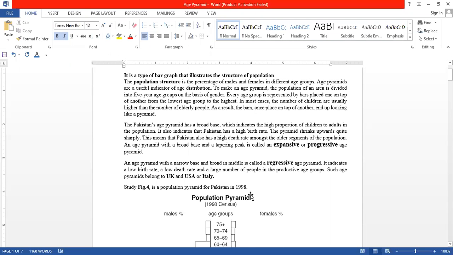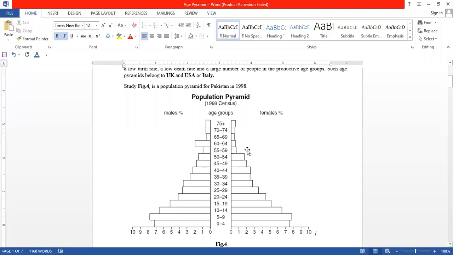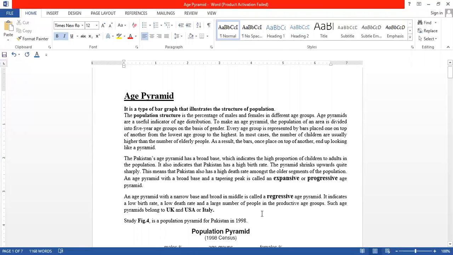My dear students, basically there are two types of age pyramid. One is called the expansive or progressive age pyramid, and the other is called the regressive age pyramid. So what is an expansive or progressive age pyramid? A progressive age pyramid belongs to a developing or underdeveloped country, just like Pakistan. An age pyramid that has a broad base and a tapering peak is called a progressive age pyramid.